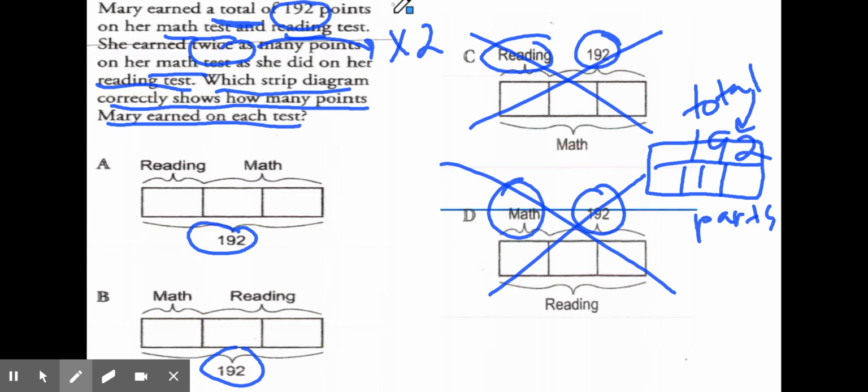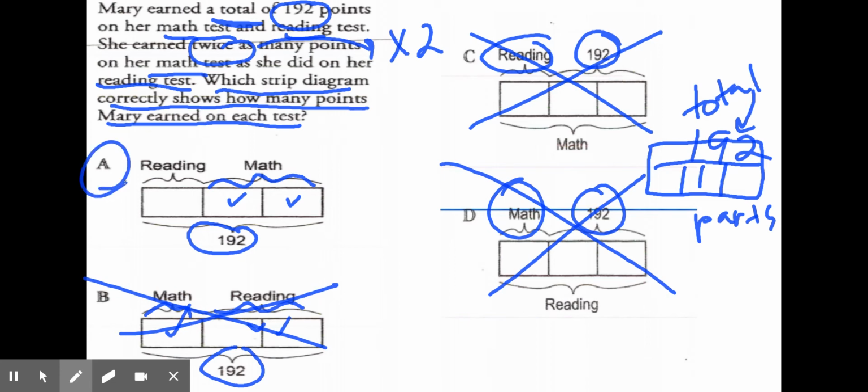Well, if Mary earned twice as many in math, how many boxes do you think math should be? Should it be one box or two boxes? If you said two, you're correct. So if math is twice as big, math needs to have two boxes. Well, let's go look at A. Here is my bracket for math, and it takes in two boxes. Look at B. Here is my bracket for math. It only takes in one box. They made reading two boxes. So I know B is wrong because math is supposed to be twice as big. So A is my correct answer.